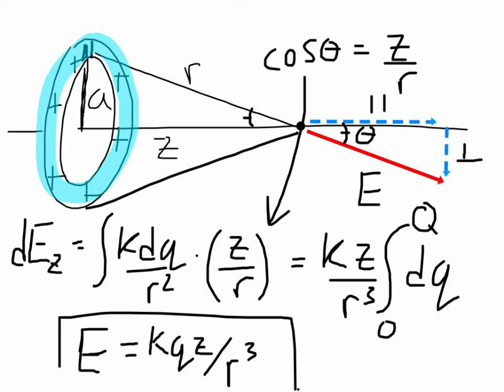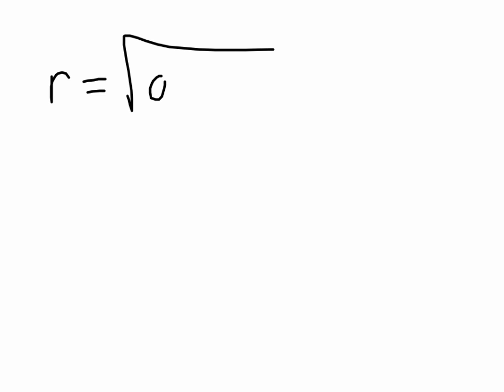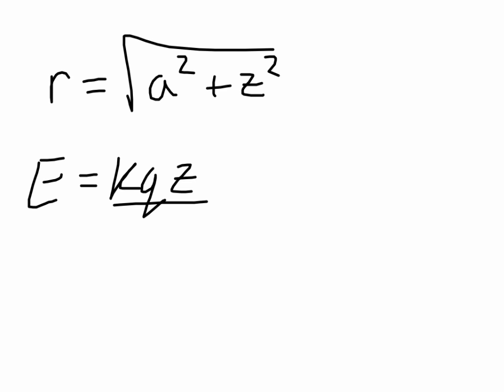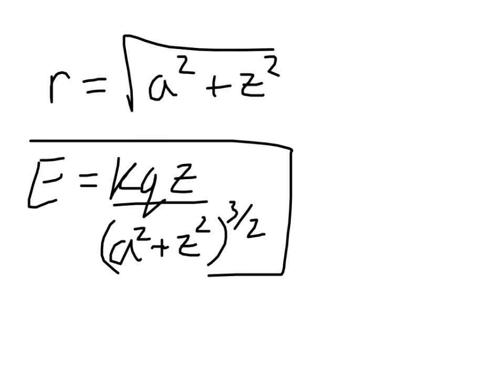Now, they may want you to solve for the electric field in terms of actual constants. r is just an arbitrary distance from the ring to that point P. So if I go back to my triangle here with a, z, and r, I can use some trigonometry and say that r is the square root of a squared plus z squared. And so that means my electric field would be kQ times z all over r cubed, which is really a squared plus z squared to the 3/2 power.